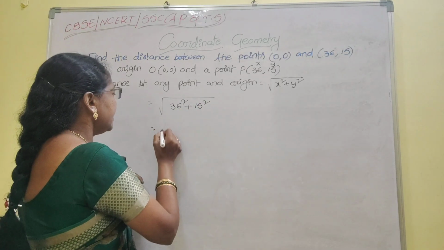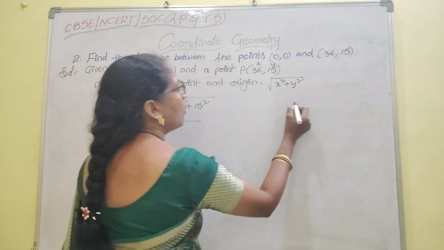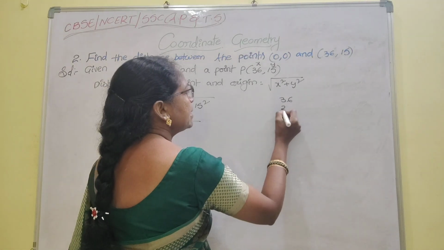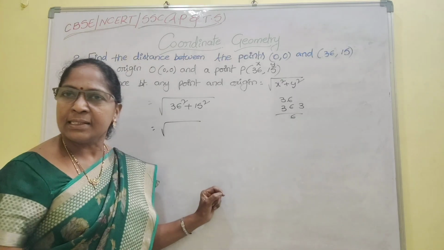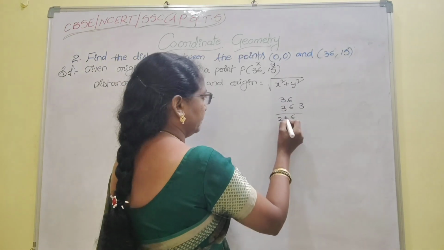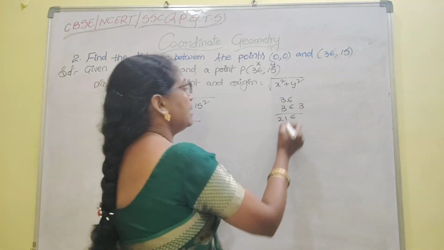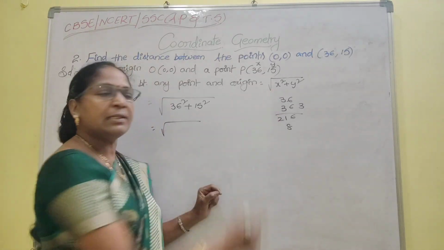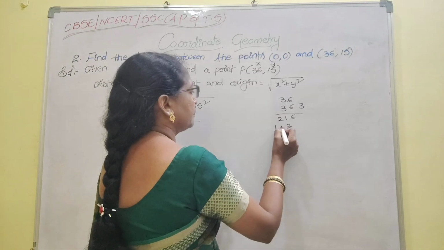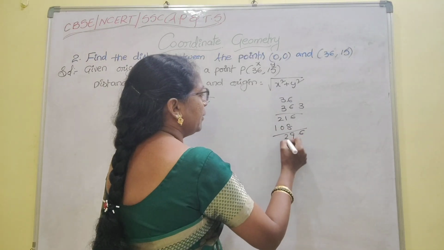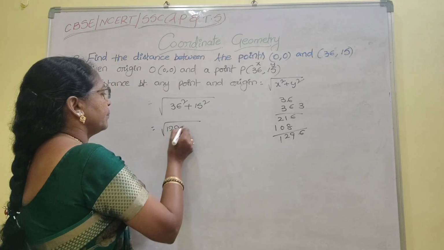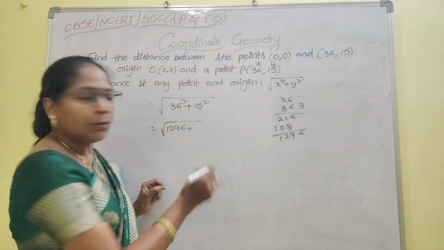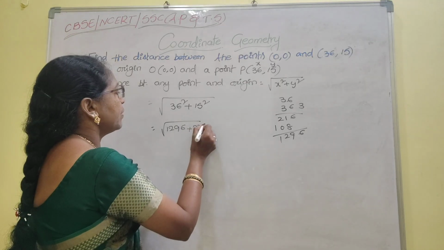Now here 36 square equal how much? Just you have to find out here. 36 into 36. 6 6s are 36, again 6 3s are 18, 18 plus 3 is 21, again 3 6s are 18, 1 keep in mind, 3 3s are 9, 9 plus 1 is 10. 6 9 2 1, what's the value? 1296 plus 15 square equal to 225.